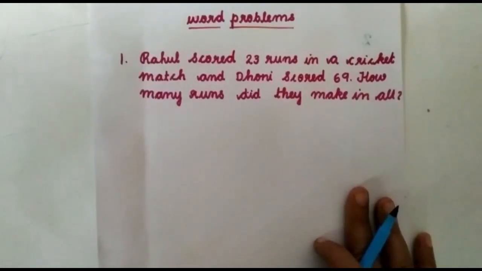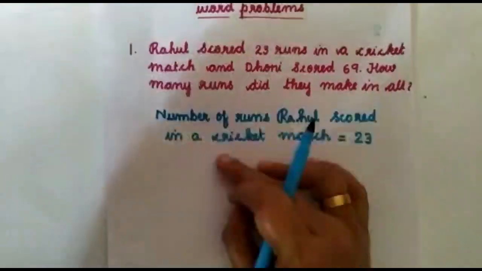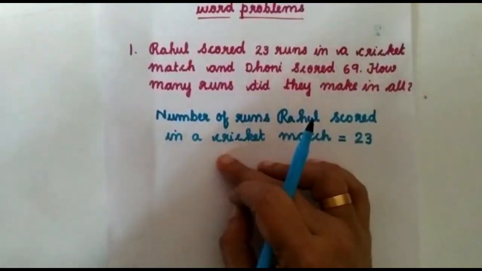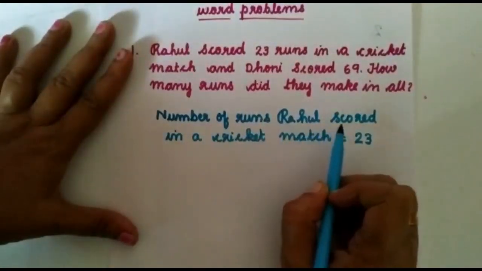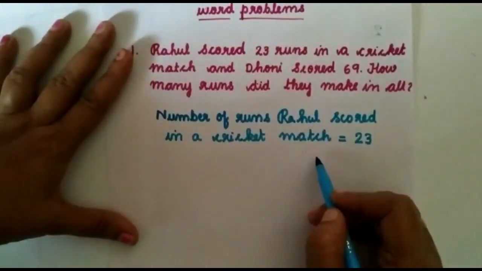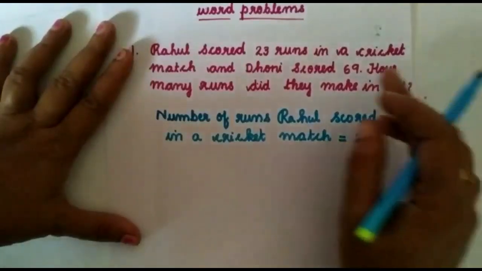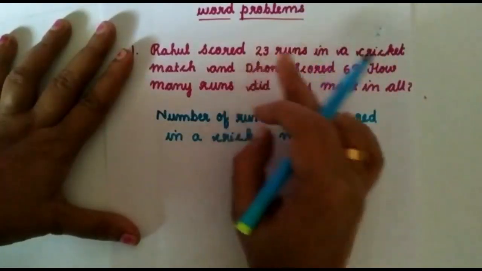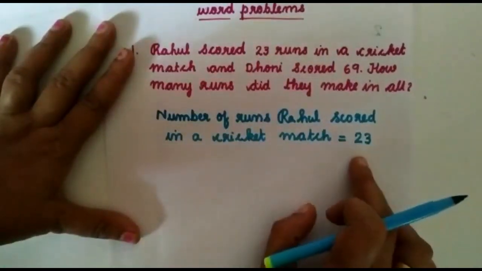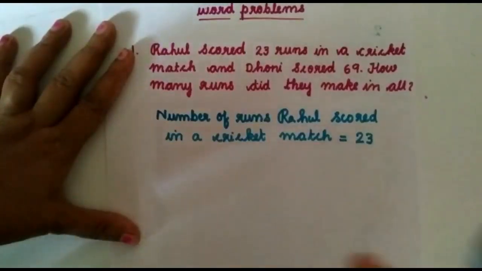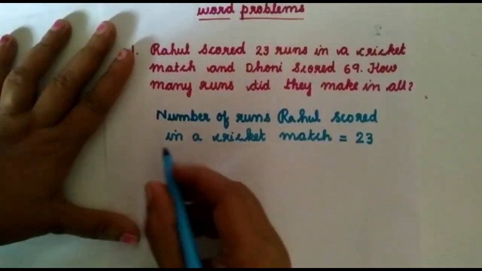Rahul scored 23 runs in a cricket match and Dhoni scored 69. How many runs did they make in all? Next, we have to write the steps. So, first step is number of runs Rahul scored in a cricket match. So, how many runs Rahul scored in a cricket match? 23 runs. So, number of runs Rahul scored in a cricket match equal to 23. Next step, number of runs Dhoni scored.